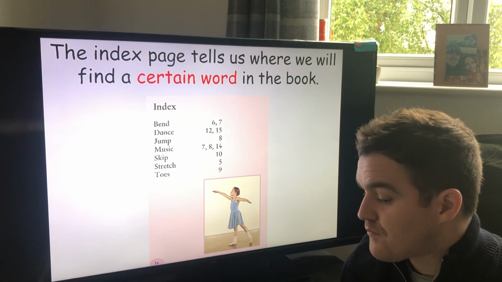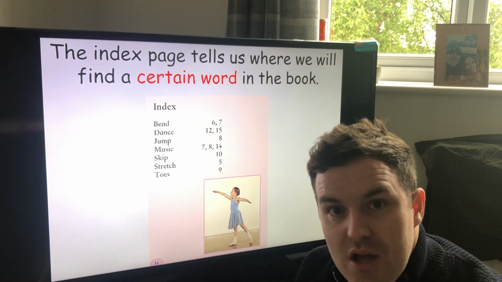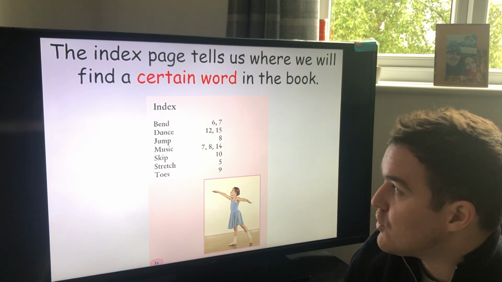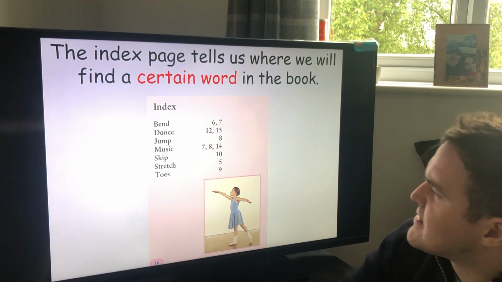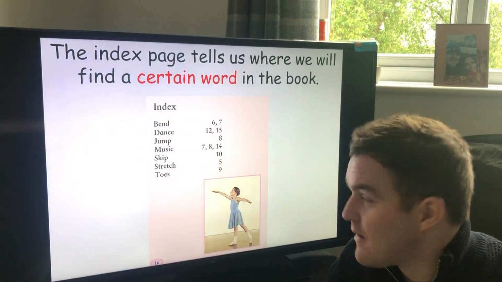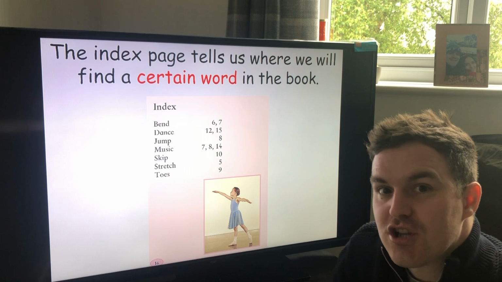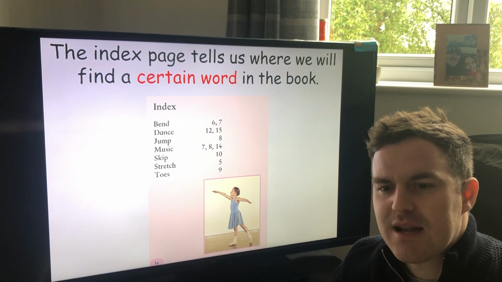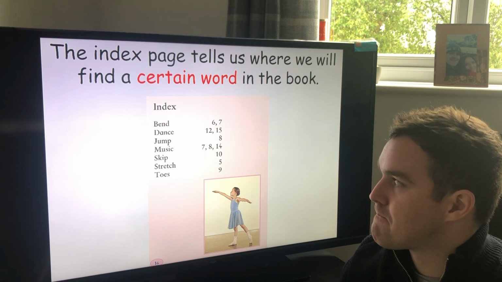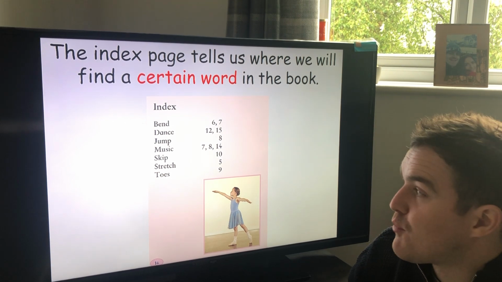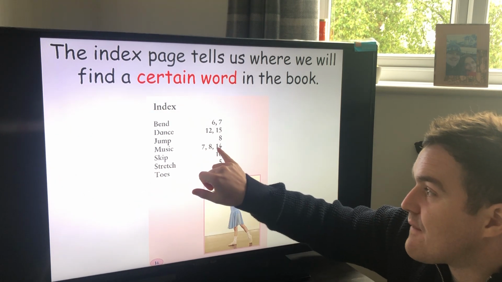So, if I said to you, where do I find out about dance? You would look at here and you will say, oh, dance. Dance is on page 12 and page 15. If I said to you, where could I find out about music? Shout out at home, where could I find out about music? Yeah, I can find out about music on page 7, 8 and 14.